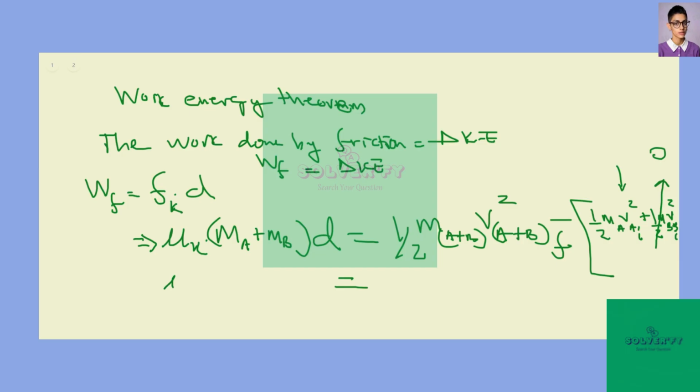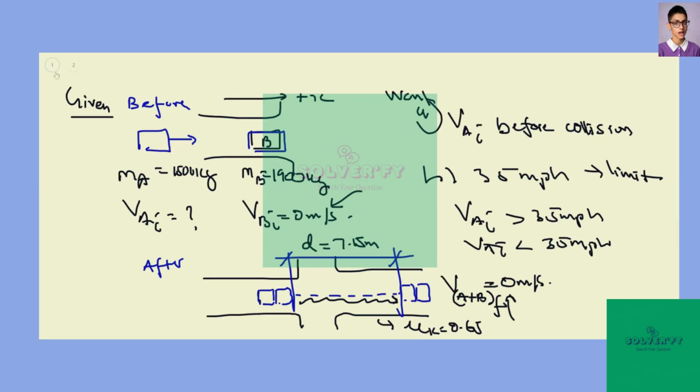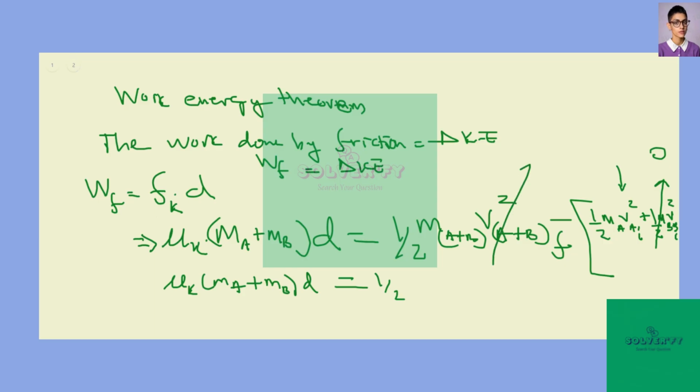And so this one becomes mu K (m_A plus m_B) times d, then 1/2 minus, the combined final velocity is 0, so that is going to be 0 too. We're left with the minus m_A v_A initial squared. Notice this part is 0 and that part is 0, so we're only left with this single part right here.